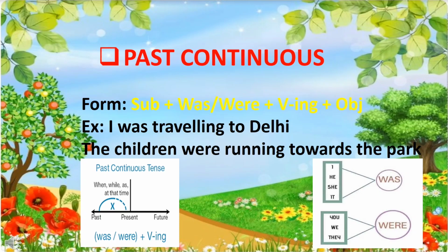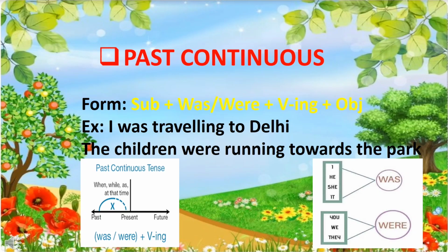For example, I was traveling to Delhi. Here, was is used along with I. The children were running towards the park. Here, the subject is plural, that is the children. So, we have used were. And from the given timeline for past continuous tense, it can be easily told that past continuous means unfinished ongoing actions in the past. We may use some certain words like when, while, as, at that time, while writing the past continuous tense.